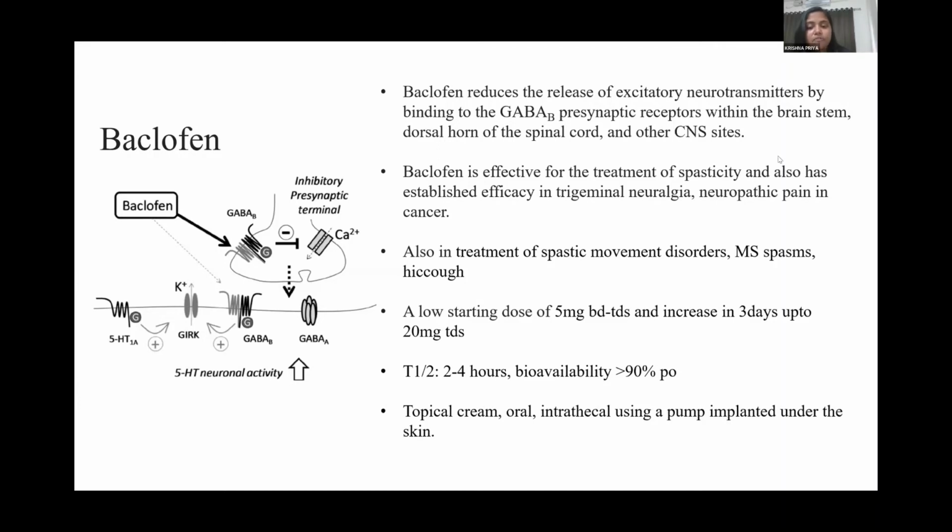A low starting dose of 5 milligram BD or TDS, and increase in 3 days up to 20 milligram TDS can be given, and the half-life is 2 to 4 hours, and the bioavailability per oral is more than 90%. Topical cream, oral, and intrathecal use using a pump implanted under the skin are the various routes with which we can give Baclofen.